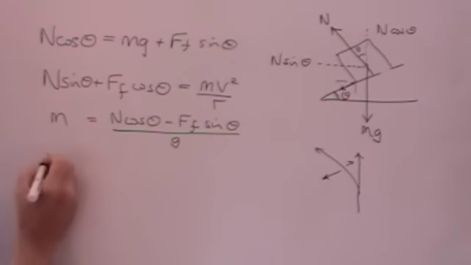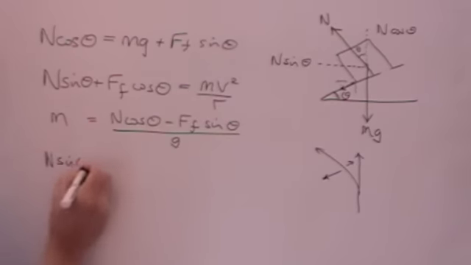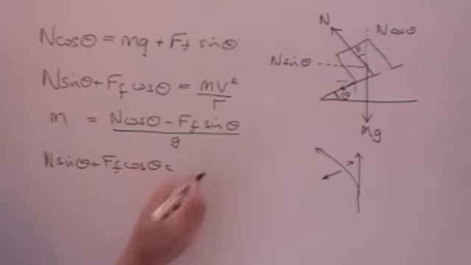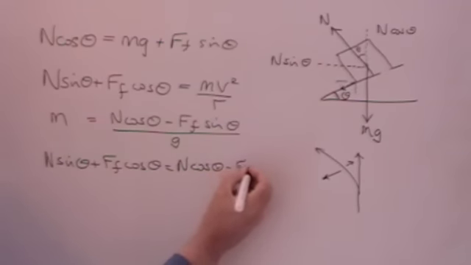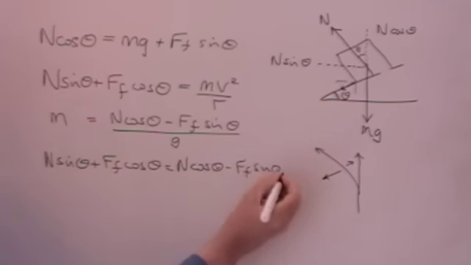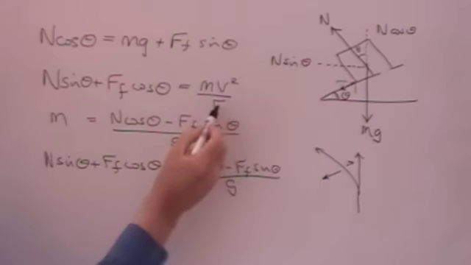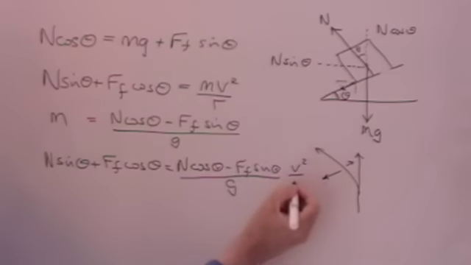And now I can substitute this mass term into this here. So now I'm going to get that N sine theta plus Ff cosine theta is equal to m, which is now this huge term, N cosine theta minus Ff sine theta over g, times v squared over r. So we'll put v squared over r right at the end.